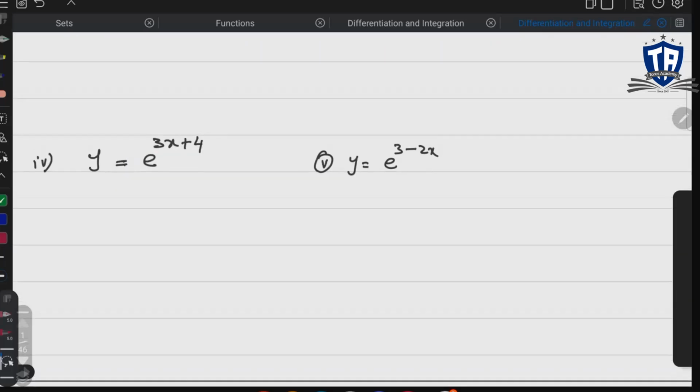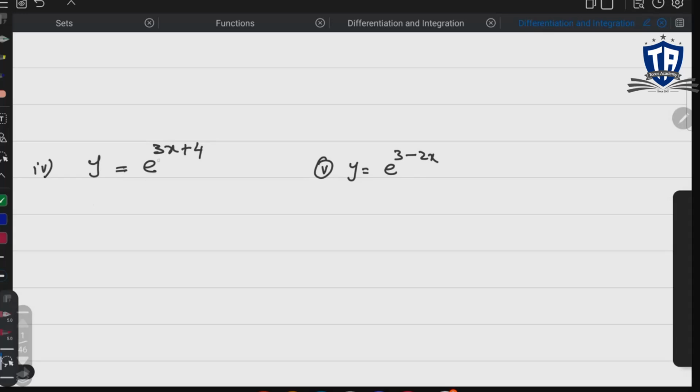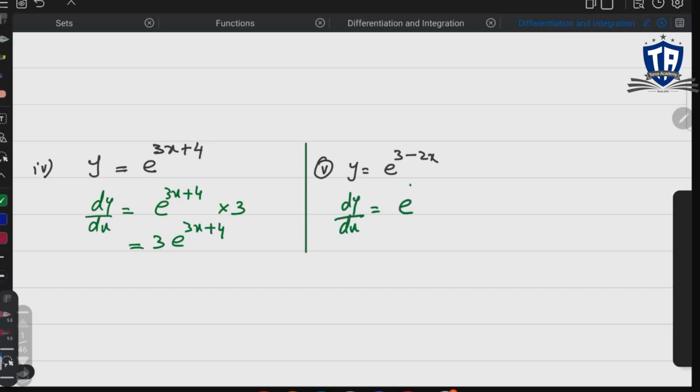Okay. In the next example, we have e power 3x plus 4. In the derivative, we write the exponential function as it is, and we then multiply with the derivative of the power: 3 e power 3x plus 4. This is our answer. In the next example, dy by dx is equal to the exponential function as it is, multiplied with the derivative of the power, and in the power, the derivative is only minus 2. So the answer is minus 2 e power 3 minus 2x.